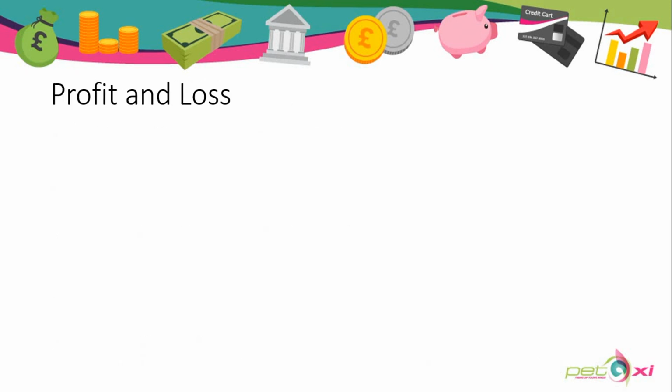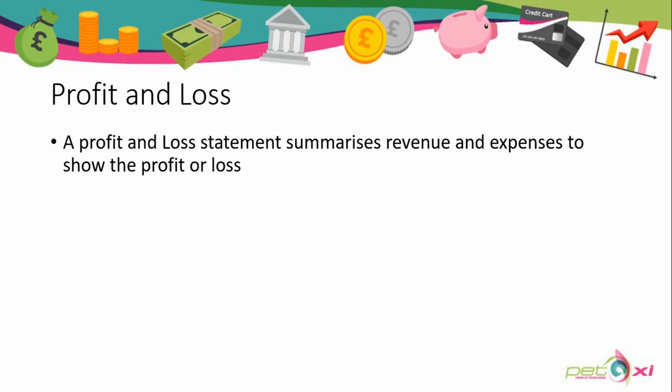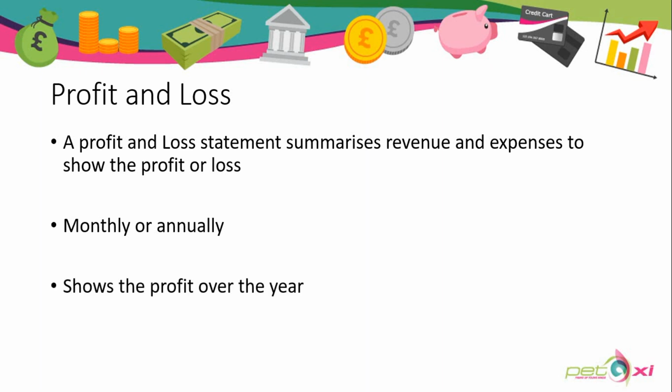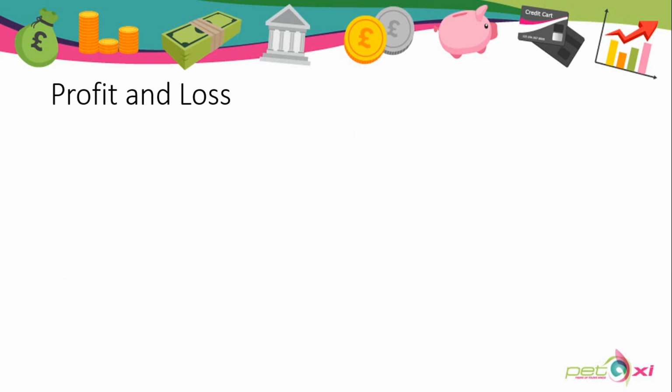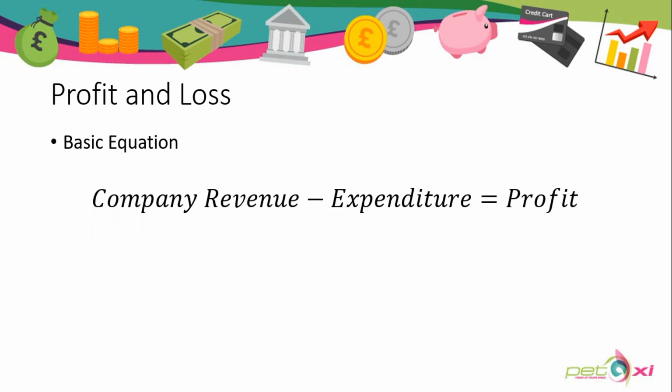So, what is profit and loss? A profit and loss statement summarises the revenue and expenses generated by a company over an entire reporting period. Often this period is a month for the business to check on it, or a year for the company accounts. It essentially shows the profit or loss the company has made over the year. The basic equation that a profit and loss statement shows is company revenue, income, minus expenses, expenditure, equals profit.